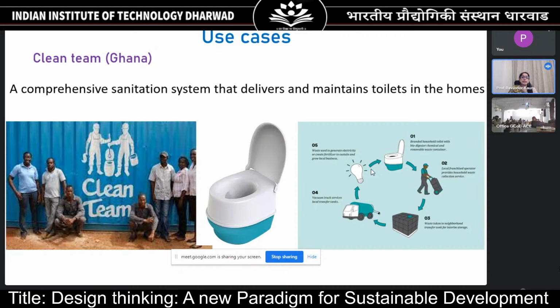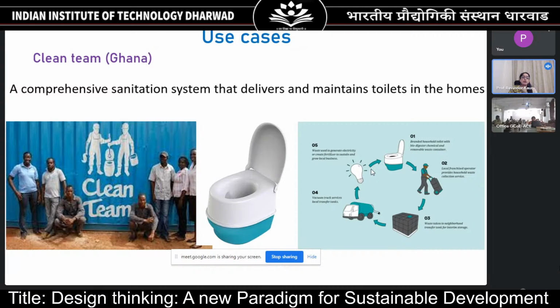Now, another use case, which is very important, is in Ghana. It's a clean team. Again, in the remote areas, in the suburban areas, people used to defecate in the open, or there used to be a public toilet, and there used to be long queues. So sanitation was a big problem for them. So the design thinking team from IDEO, along with the municipal department, came up with this solution of providing affordable toilets, and they were installed for free, on a subscription basis.